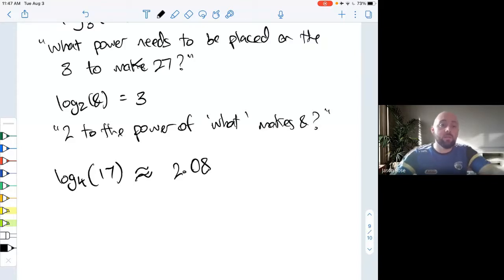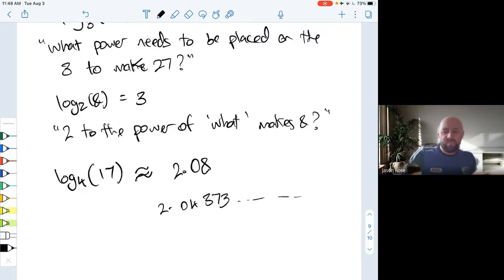Now, it could be totally wrong. So I'm just going to search it. Log to the base 4 of 17. Let's see what we get. So what it actually is, according to the internet, is 2.04373, and so on. It doesn't really matter. I only wanted to have a sense for how big it was. Is it close to 2? Is it close to 50? Is it 1?